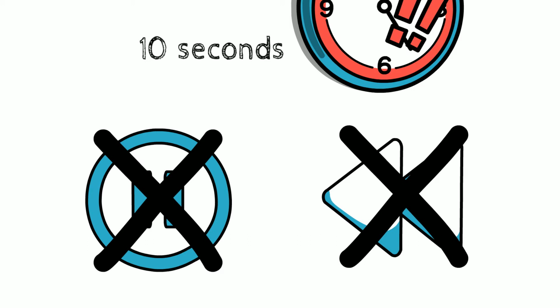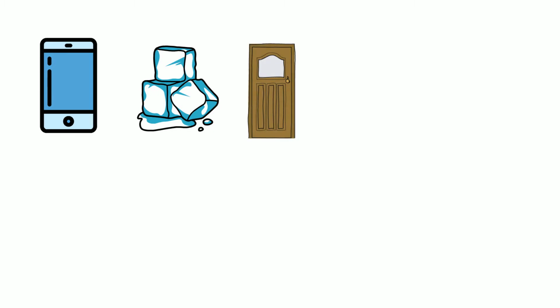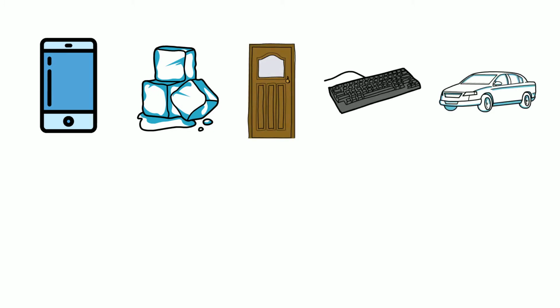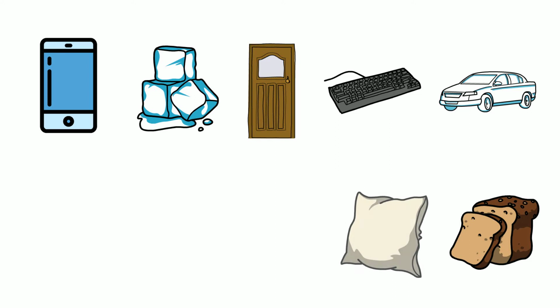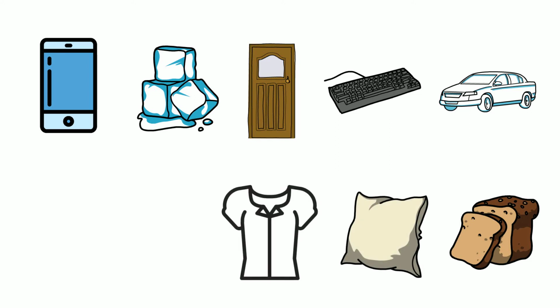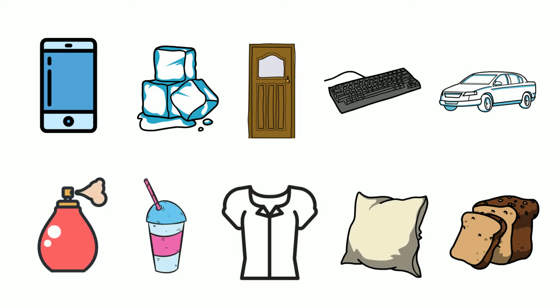Ready? Here we go. Remember, you have 10 seconds to memorize this list. We have a phone, ice cubes, a door, a keyboard, a car, bread, a pillow, a blouse, soda, and perfume.